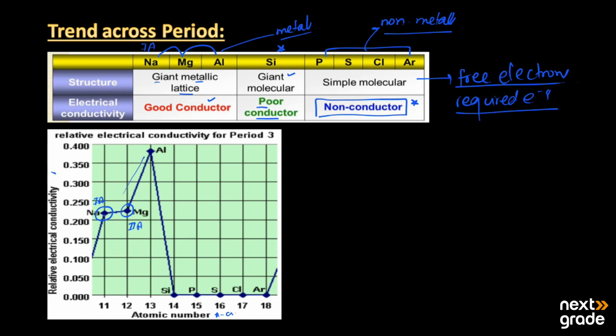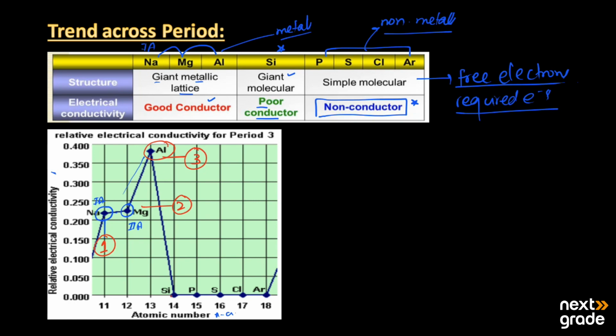Now what is the reason? Because sodium has just one electron in its valence shell, magnesium can lose two electrons, and aluminium can lose three electrons. So its electrical conductivity is highest among the alkali and alkaline earth metals.